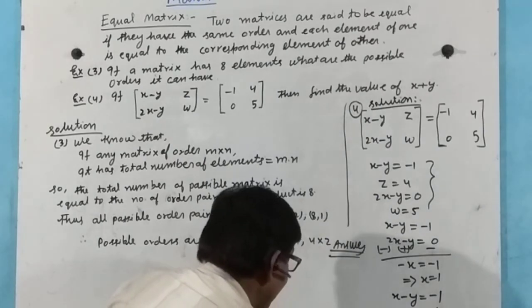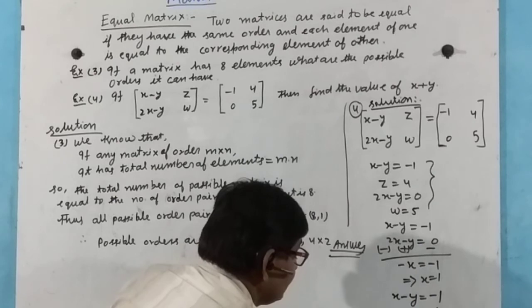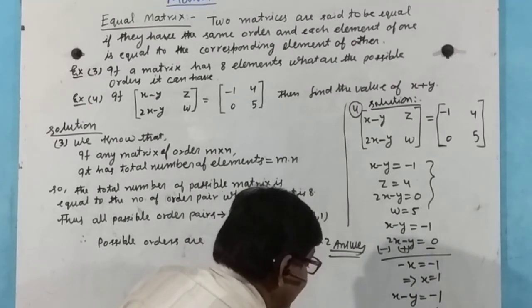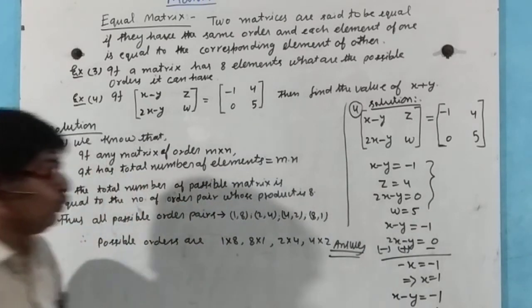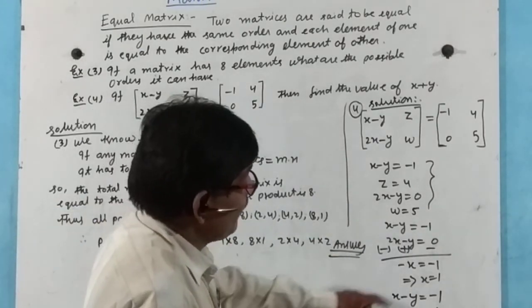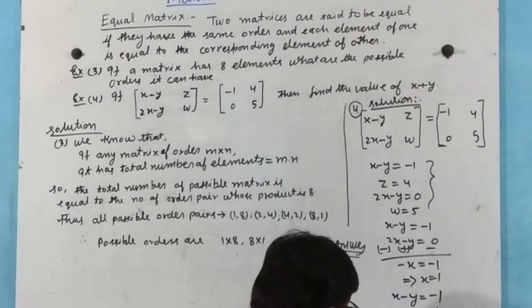So the required result: x plus y, here x is equal to 1 and y is equal to 2, so 1 plus 2 is equal to 3. Answer.